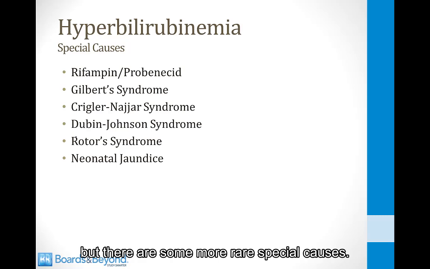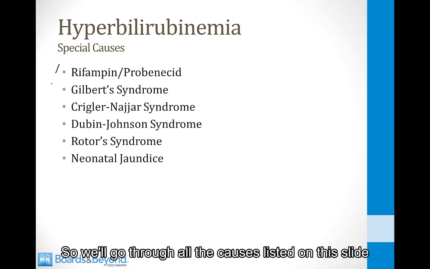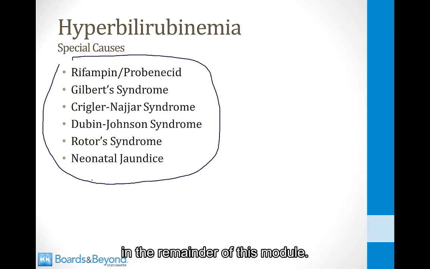So hemolysis, biliary obstruction, and liver disease are the three major causes of hyperbilirubinemia, but there are some more rare special causes, and you need to know these especially for Step 1. So we'll go through all the causes listed on this slide in the remainder of this module.